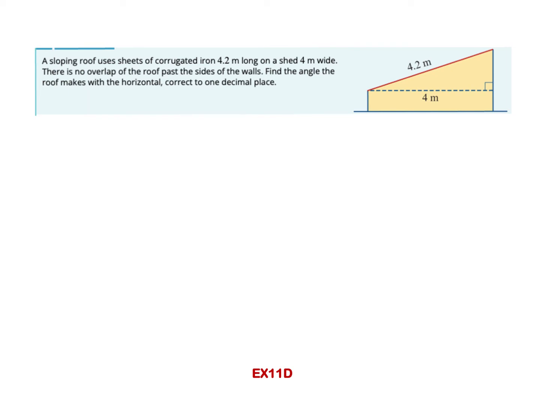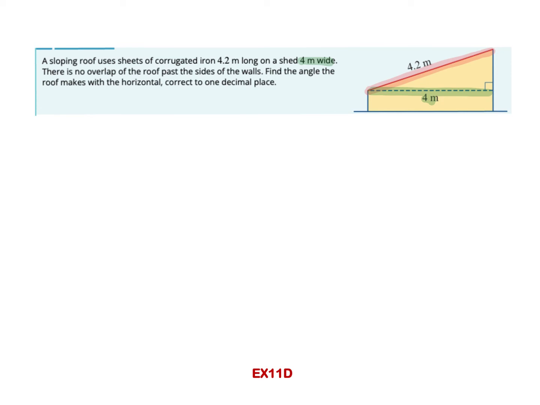wide. So here is the roof. This bit here, in the red, is the roof. And where they mention the width of the shed is 4 meters wide, they're showing you that distance there. Okay, there is no overlap, so it means it exactly meets the corner of the roof and the sides. Find the angle the roof makes with the horizontal.